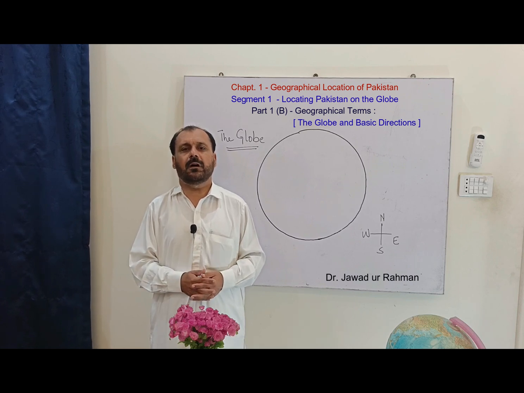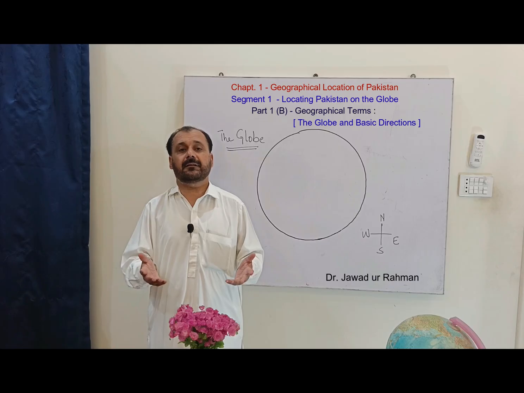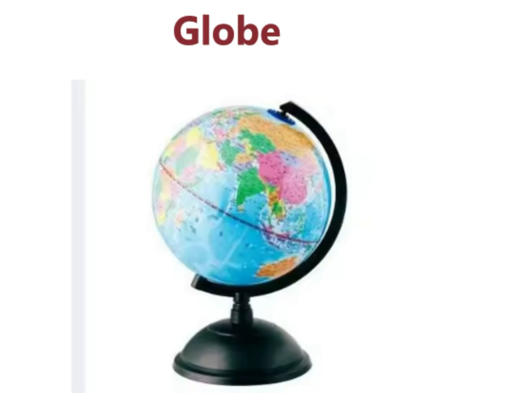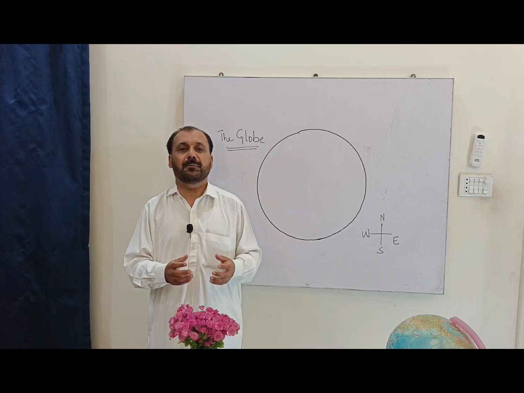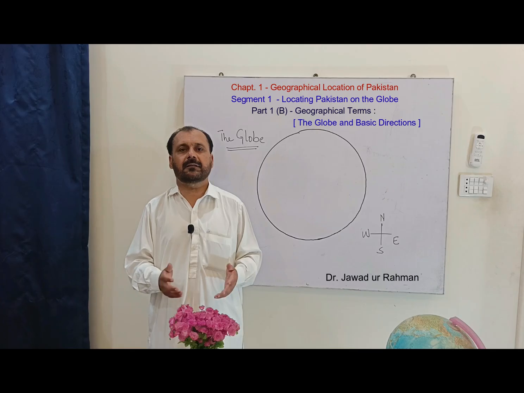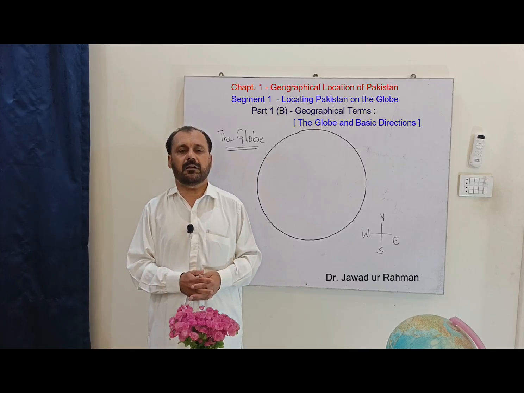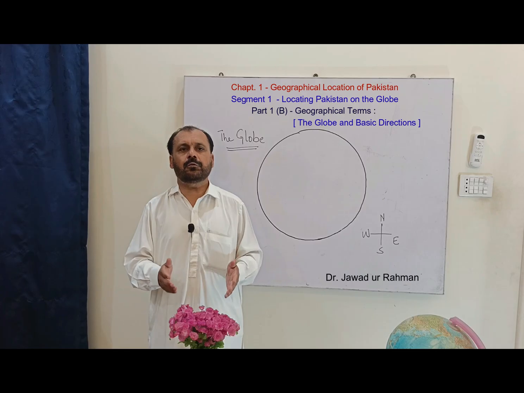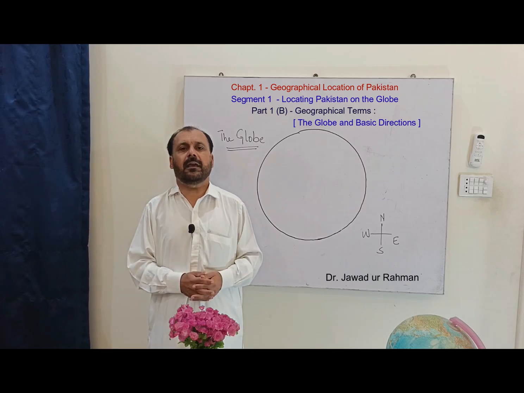Understanding the globe first. What is a globe? A globe is a model of the earth, a smaller, manageable representation that allows us to study its continents, oceans, countries, and other geographical features. In Urdu, it is known as Qurra Arz.